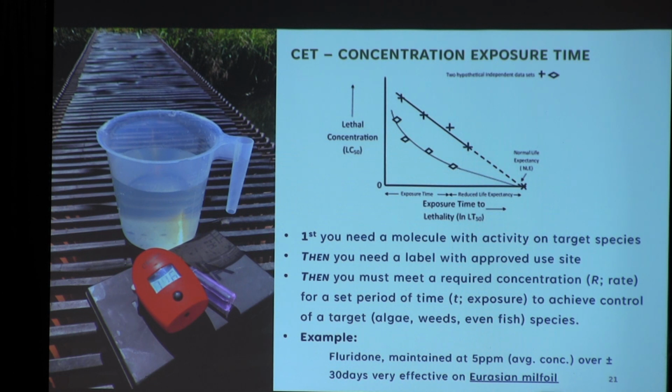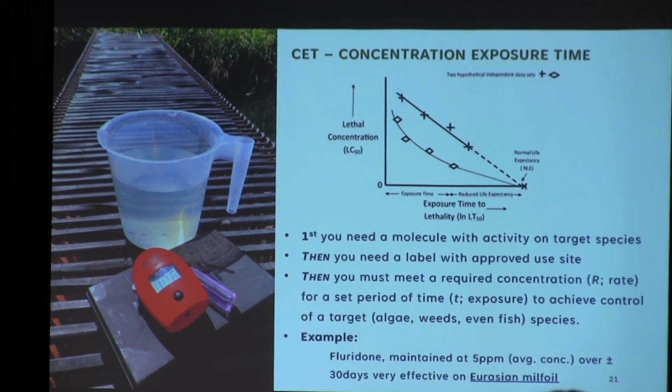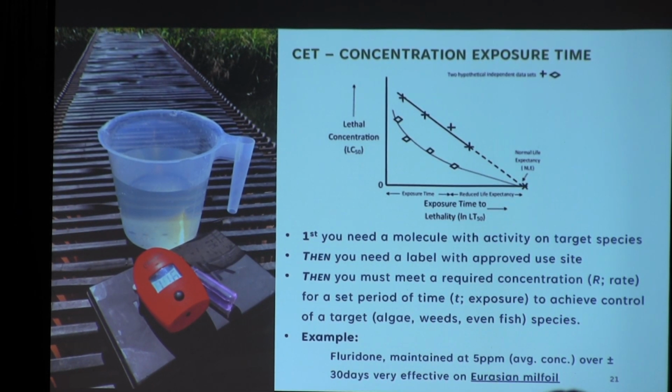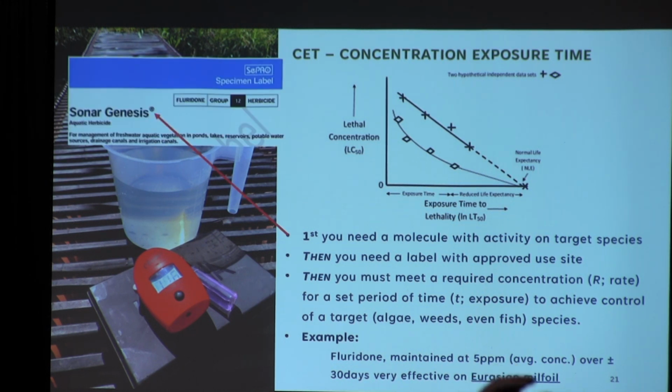All right, I'm almost done, thankfully. One point we need to make clear is that in the world of aquatics, it's not like spraying parking lots. It's not like spraying railroads or soybean fields. We need to maintain an adequate concentration for that plant that we're targeting to get rid of it. So first, we need a molecule that has activity on our target plant. Where do we find this information?